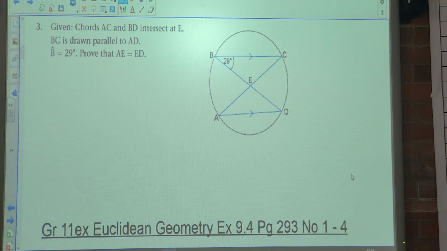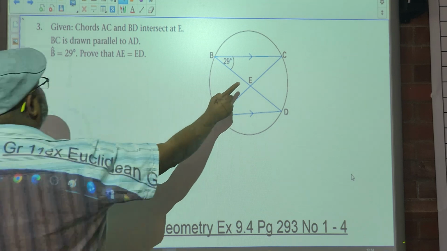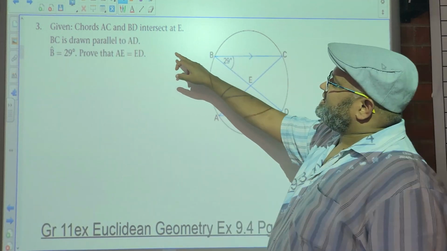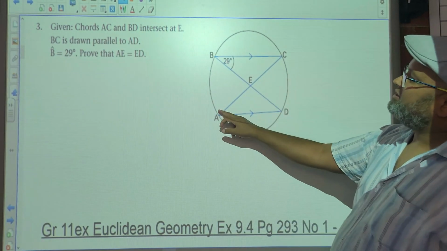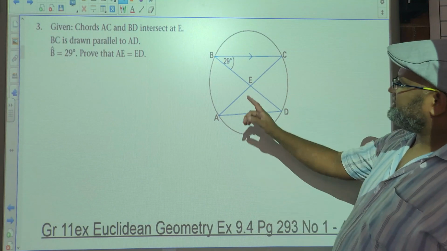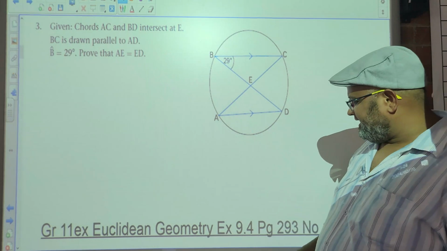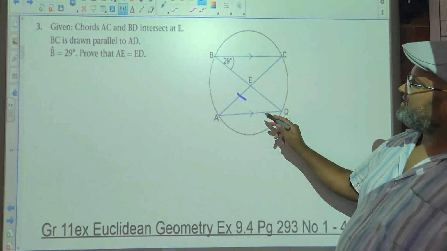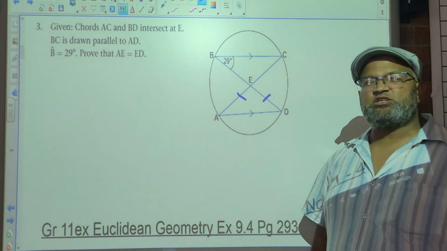Right, number 3. Chords AC and BD intersect at E. BC is drawn parallel to AD. Angle B is 29 degrees. Prove that AE is equal to ED. You must prove that, okay?